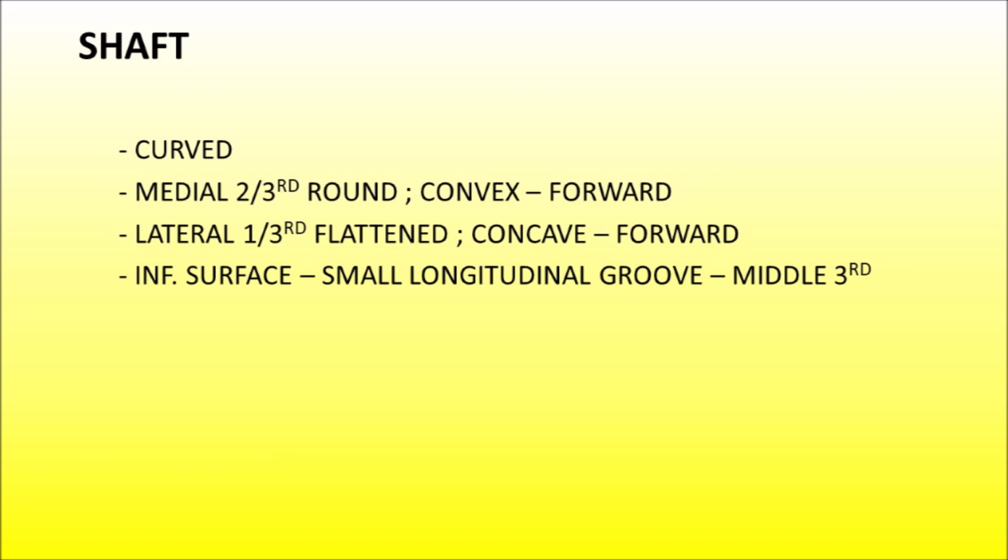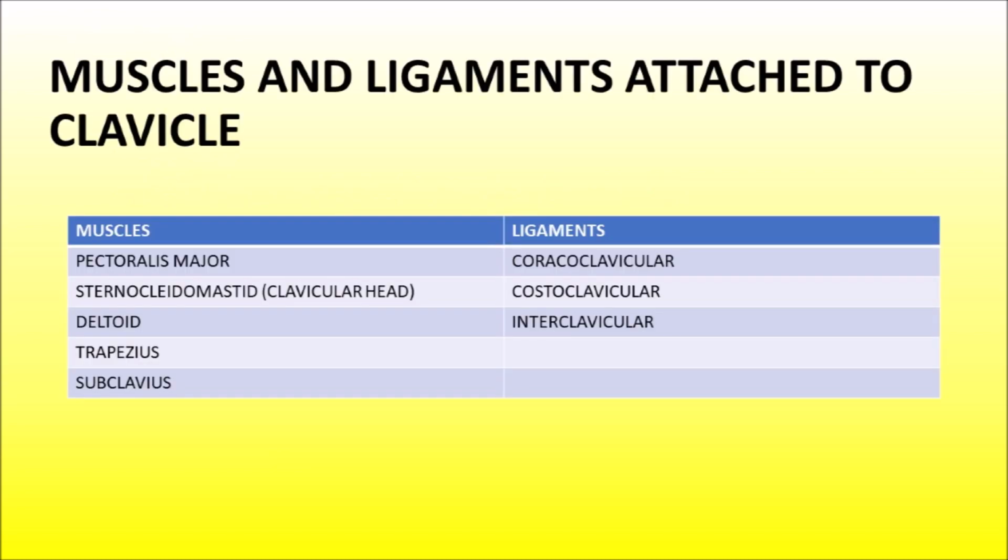The shaft of the clavicle is curved and its medial 2/3 is round and convex forward, and its lateral 1/3 is flattened and concave forward. The inferior surface of the shaft possesses a small longitudinal groove in its middle third. This table shows the muscles and the ligaments attached to the clavicle.